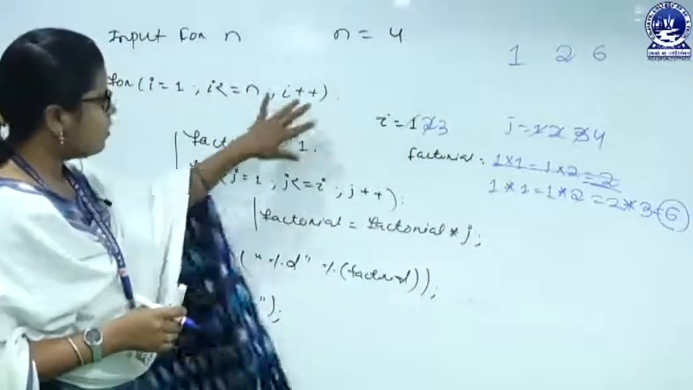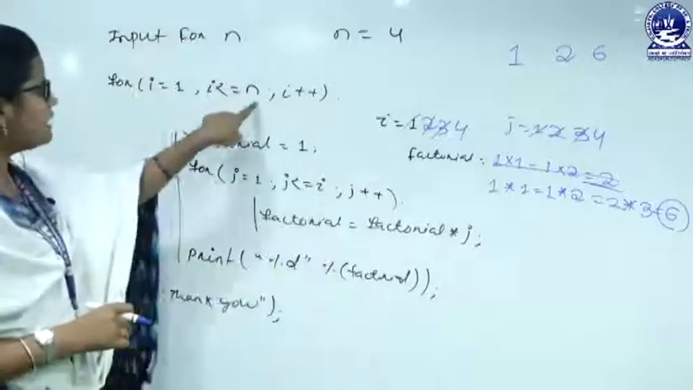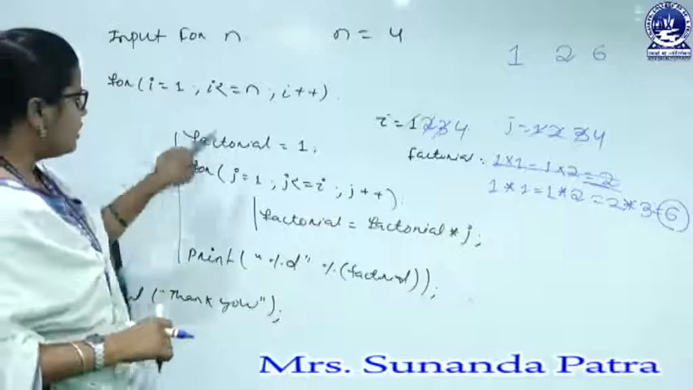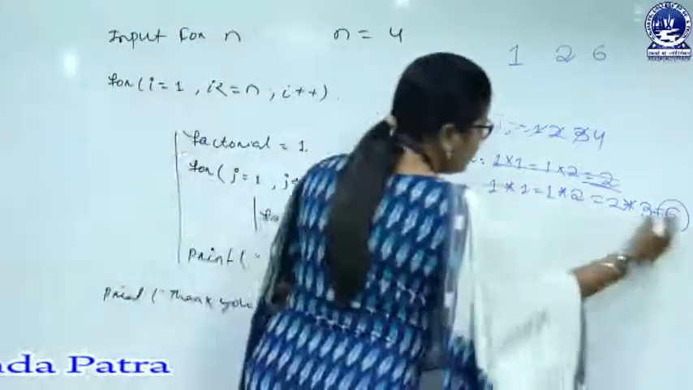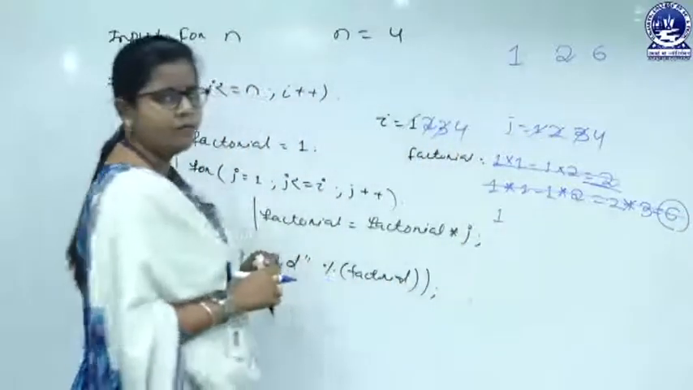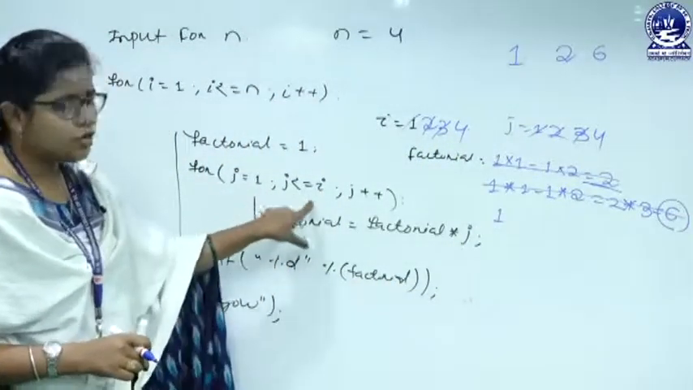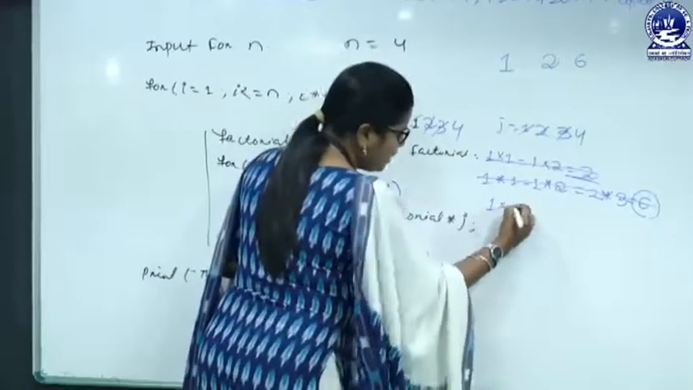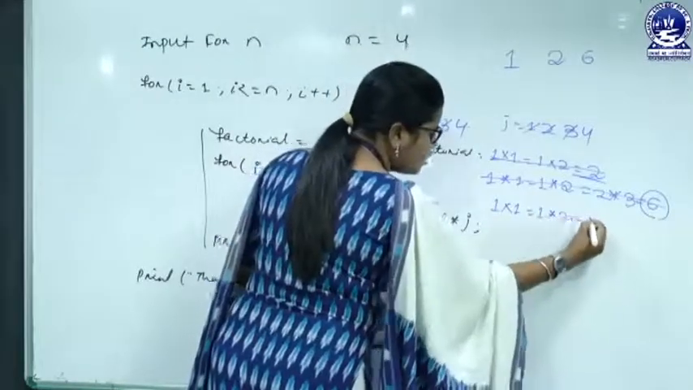Then after this we will go here. i will be what? 4. 4 less than or equal to 4, true. Then we will go here. Factorial is again modified to 1. So here the factorial will be 1. Then for j equals 1, j less than or equal to 4, we are going to calculate the factorial. So what will be 1 into 1, that is 1. When j will be 2, 1 into 2, that is 2.